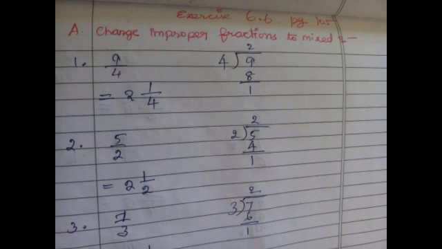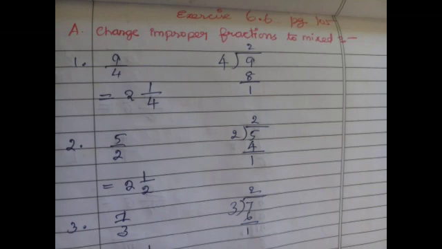You can do the division of 9 by 4, using the table. 2 4s are 8, remaining 1. Then we write the quotient as the whole number. The old denominator should always be the denominator, no need to change, and the remaining number will be in the numerator. So 9 by 4 equals 2 1 by 4.